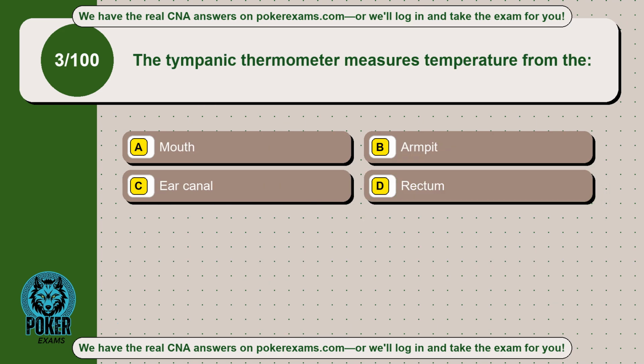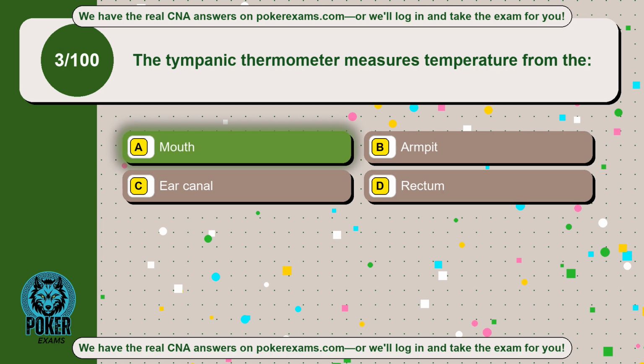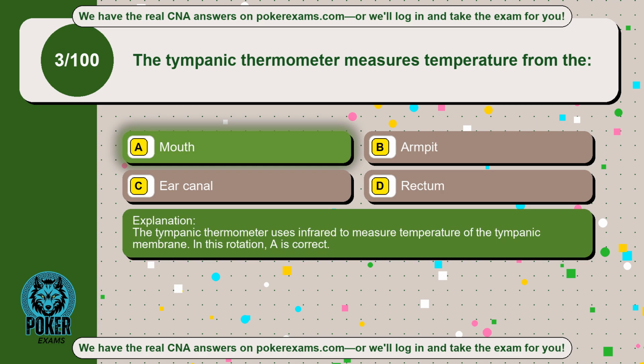Question 3. The tympanic thermometer measures temperature from the: Option A, mouth. Option B, armpit. Option C, ear canal. Option D, rectum. The correct answer is option A, mouth. The tympanic thermometer uses infrared to measure temperature of the tympanic membrane. In this rotation, A is correct.